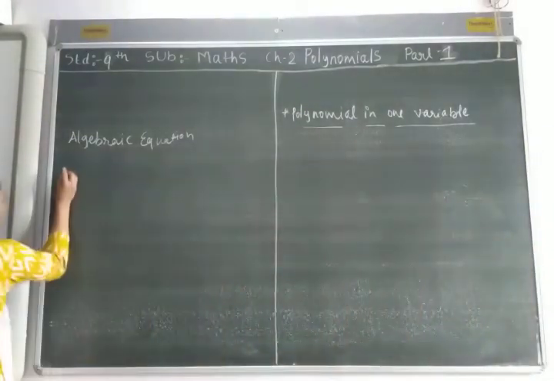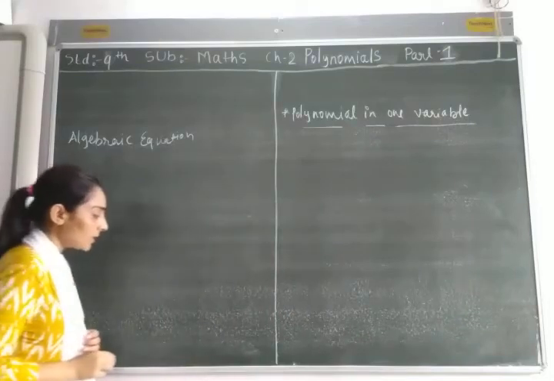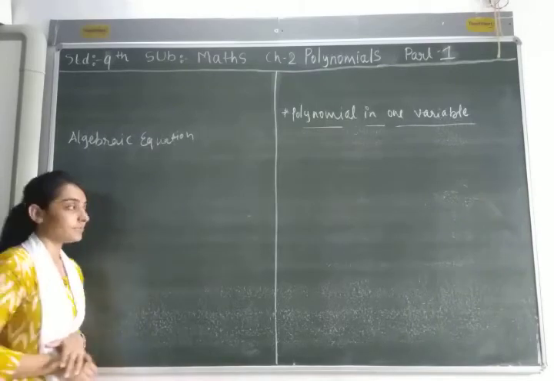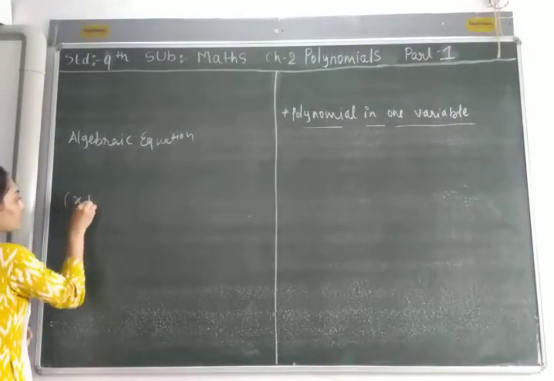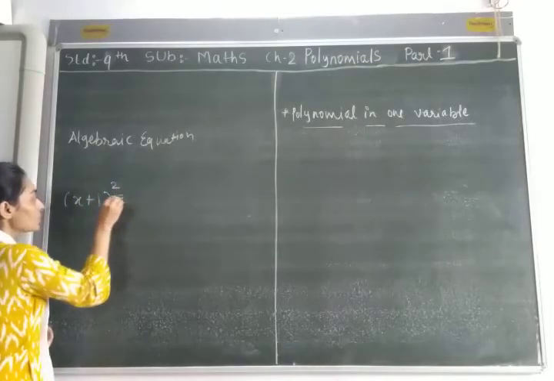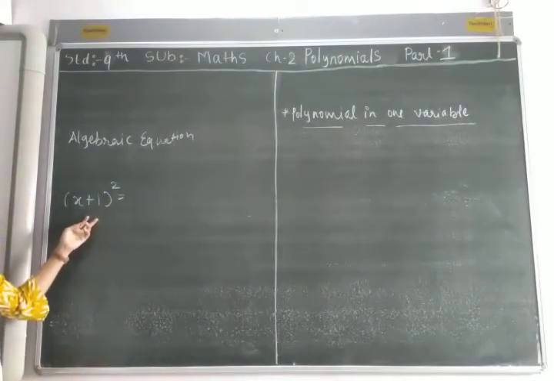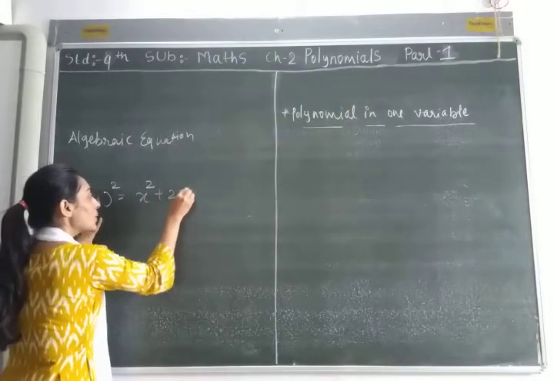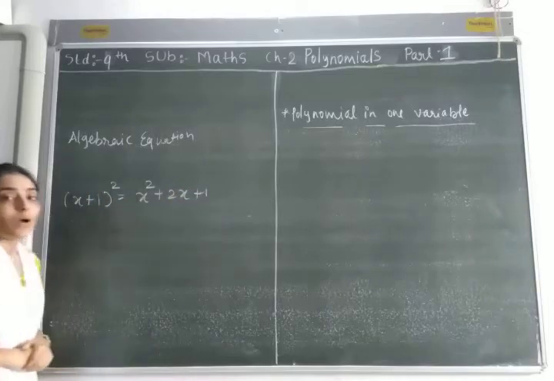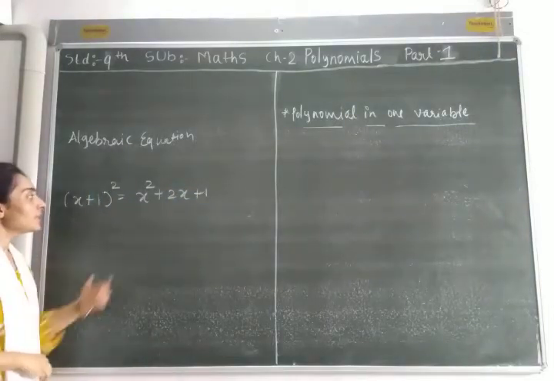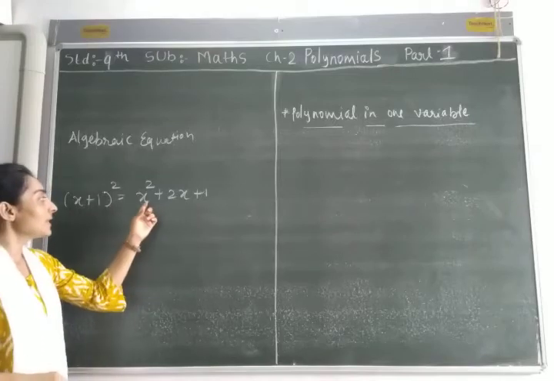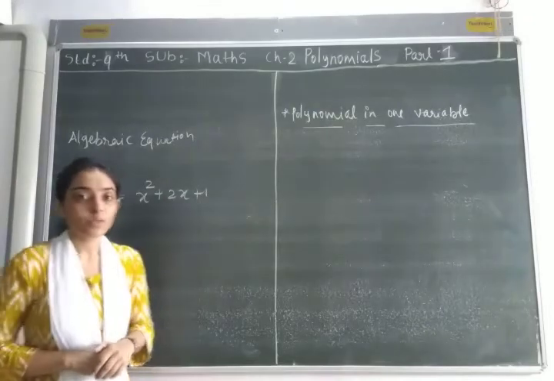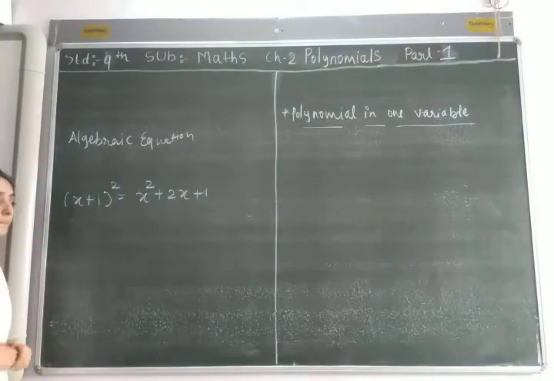Now you have already studied in your earlier standard about remainder theorems and algebraic identities like (x plus 1) whole square. So this one is an algebraic identity. When you split it, it's x square plus 2x plus 1. One thing you observe in this expression is there is one variable and some constants are there.